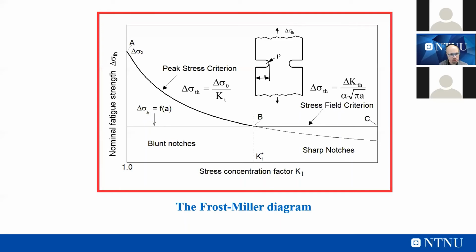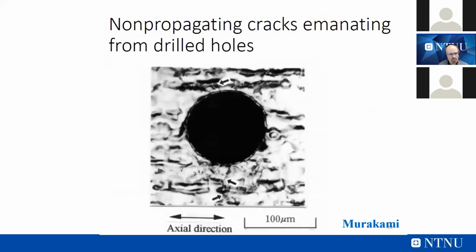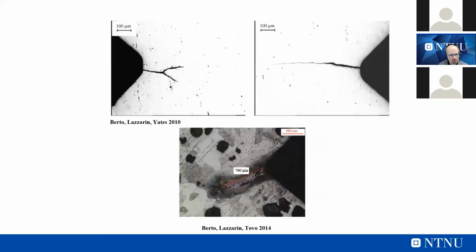So we need to distinguish which are the critical defects and which are not critical for our fatigue design. Here is, for example, an example of a non-propagating crack from a drilled hole. This is taken from the famous book by Murakami, and from some of my works with Professor Lazzarin, Tov, and also Professor Yates, where we found some cracks that were not provoking failure inside the component. They were cracks that initiated at a certain point but never propagated. They stopped and never propagated again.